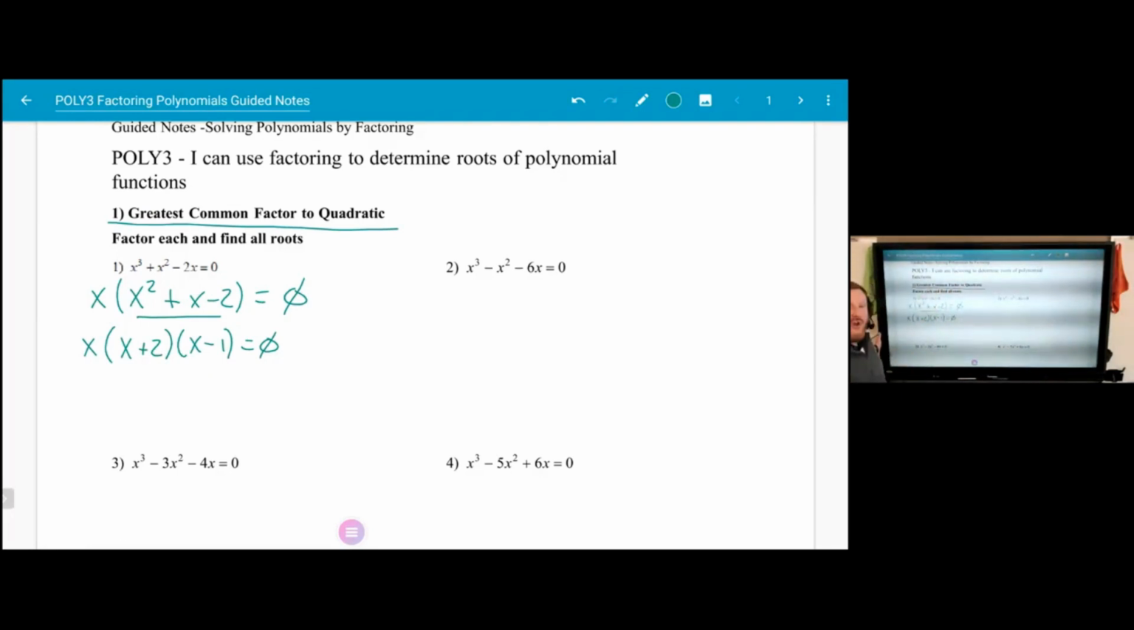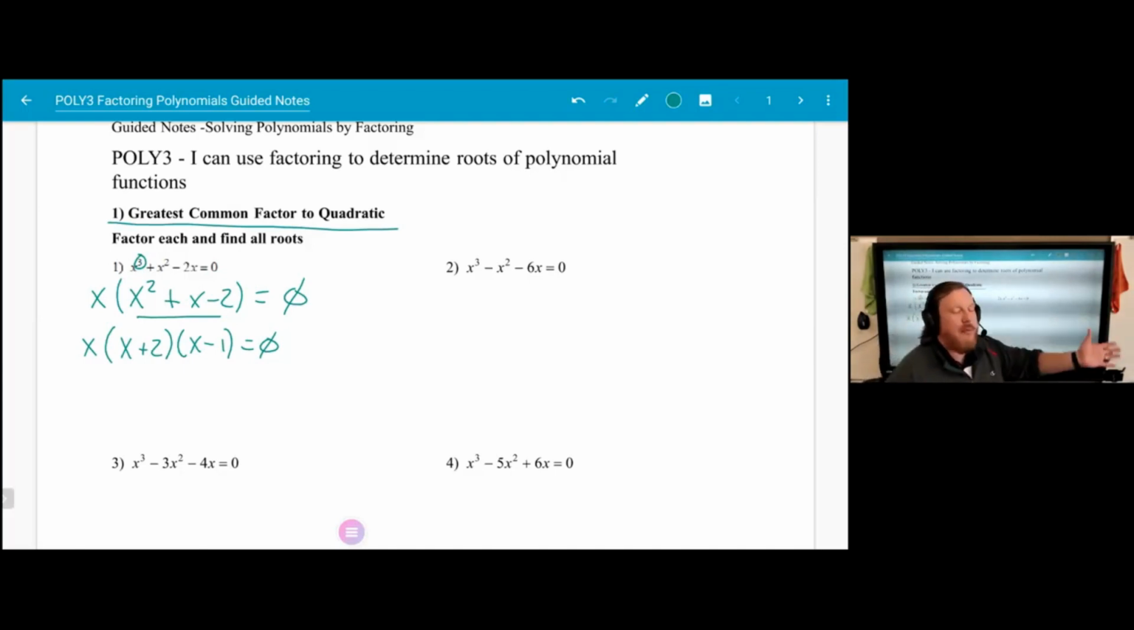Now we need to solve, though, also set every factor. There are 3 factors. There are 3 solutions because there is a 3 right there. Look to see what the biggest exponent is on your variable. That's how many solutions you will have. They might not all be real, but that's how many solutions or roots you will have.